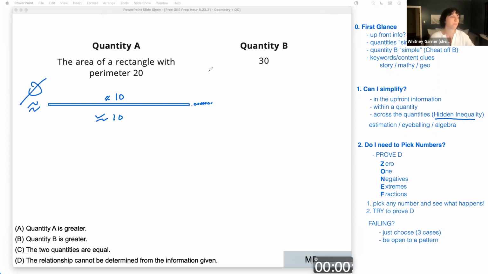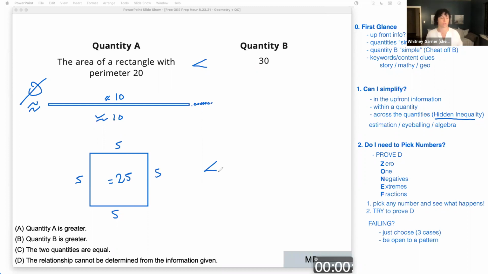So I could certainly come up with a rectangle that's smaller than 30. The question is, can I come up with a rectangle that is greater than 30? And so what I want in that case is to be super symmetric. So if I have a perimeter of 20, then each side has to be 5, giving me an area of 25. My biggest area is still smaller than B. And so I'm going to choose B.